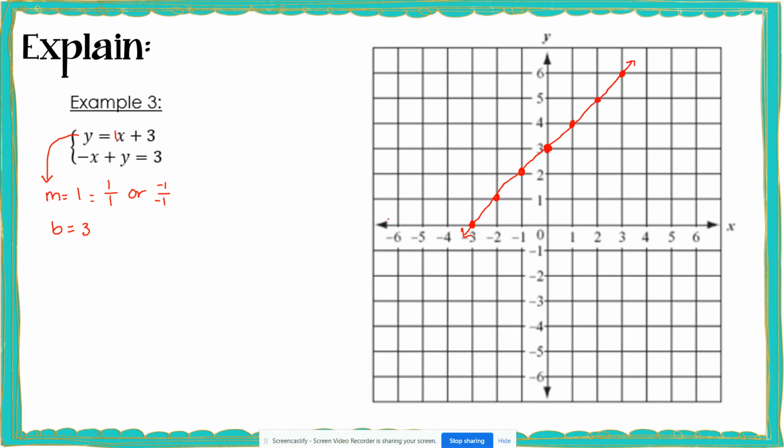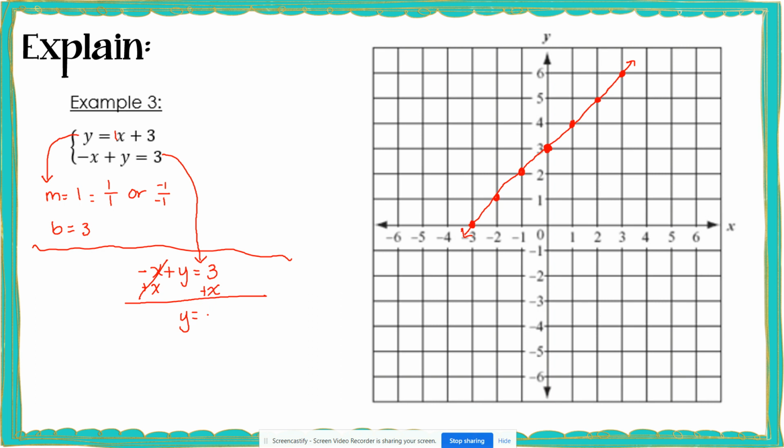And let's see what happens with my second line. My second line is not in the y equals mx plus b format. It is -x plus y equals 3. We know we need to get y by itself, so we need to get rid of this -x on this side. Well, I'm going to do that by using the inverse operation. So instead of -x, I'm going to add x on both sides. Well, these will cancel, and I'm left with positive y, which is just y, and 3 plus x.